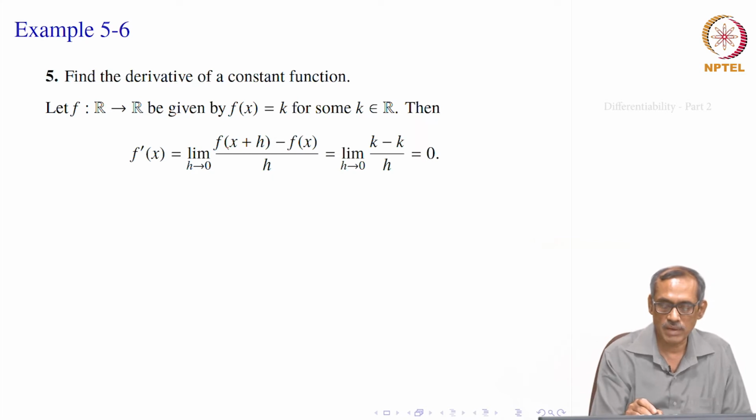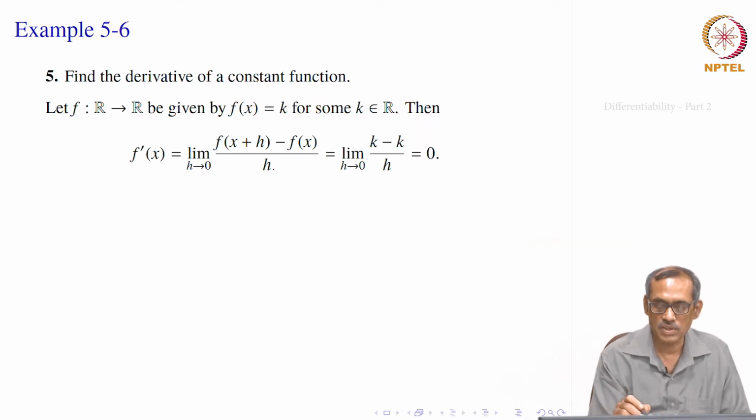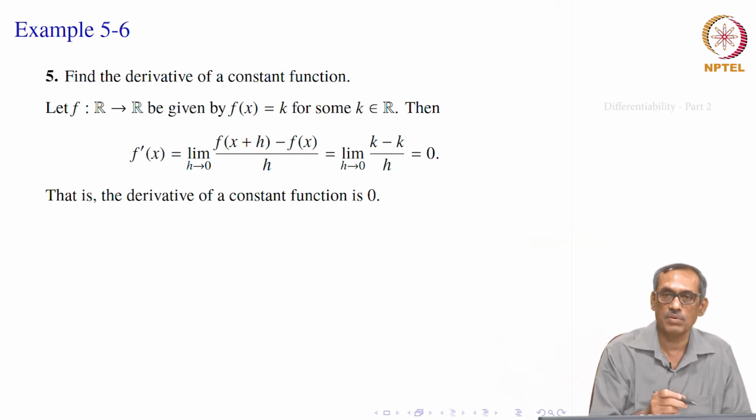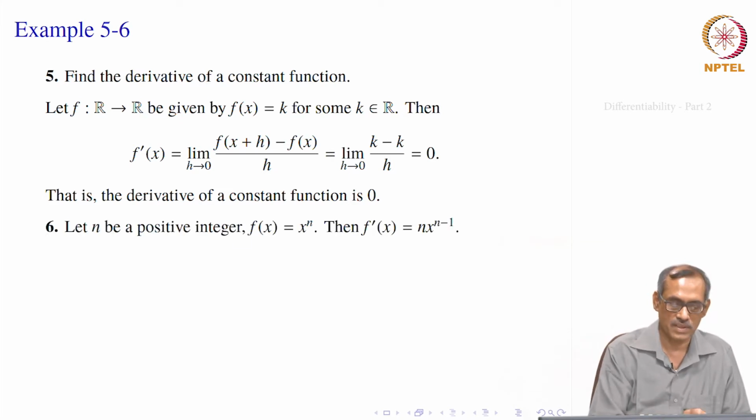The ratio is f of x plus h minus f of x, divided by h. f of x plus h is k, f of x is also k, and that gives us 0. Therefore, its limit is 0, that is, f prime of x, the new function which is the derivative of f of x, is equal to 0 throughout. Again a constant function, but 0.